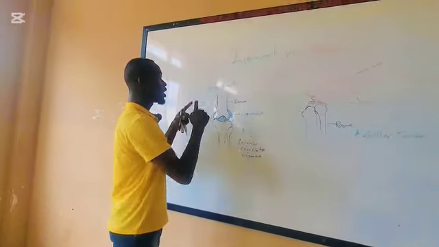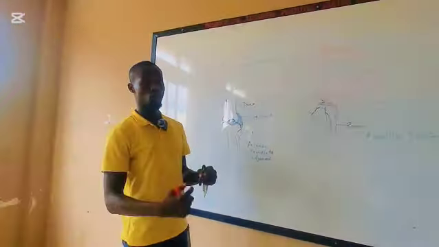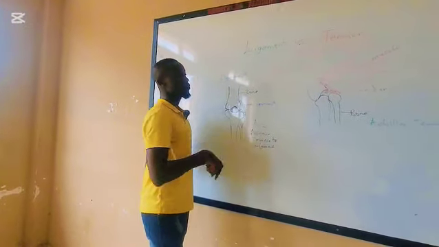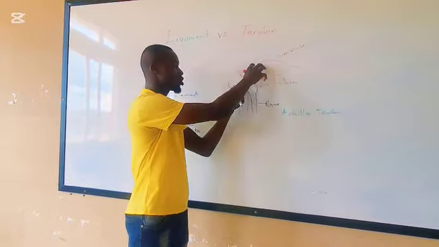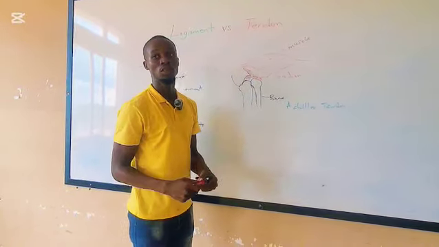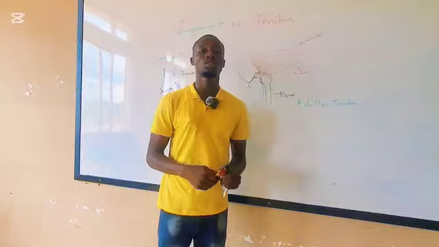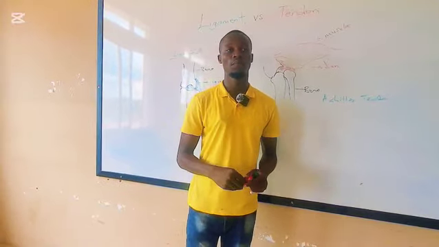So to recap, ligament is a connective tissue that connects bone to bone. And tendon is a kind of connective tissue too that connects muscles to bone to allow the muscles' force to move skeletal muscle tissues.